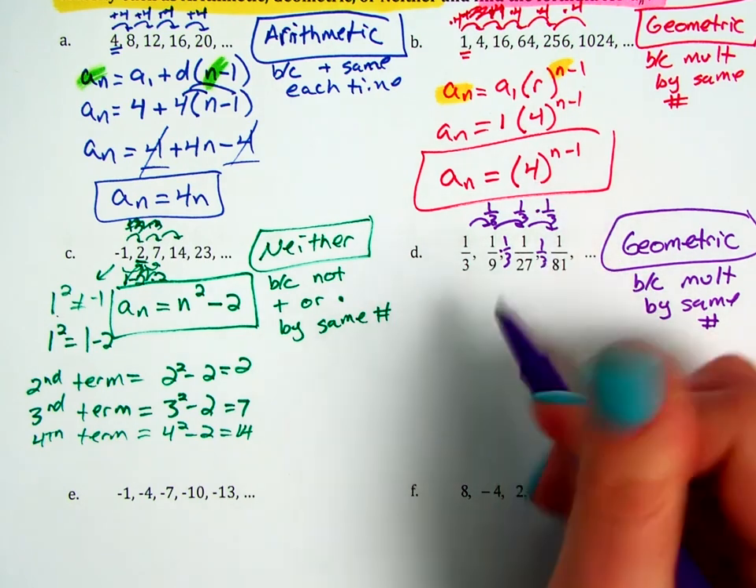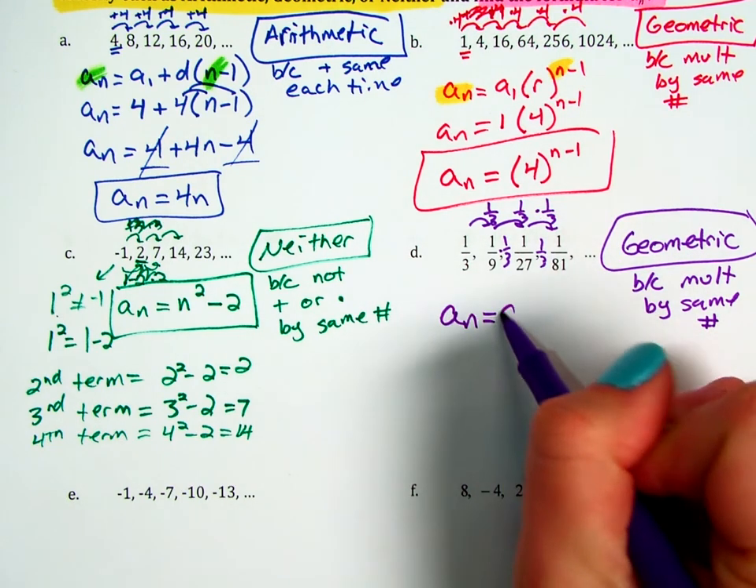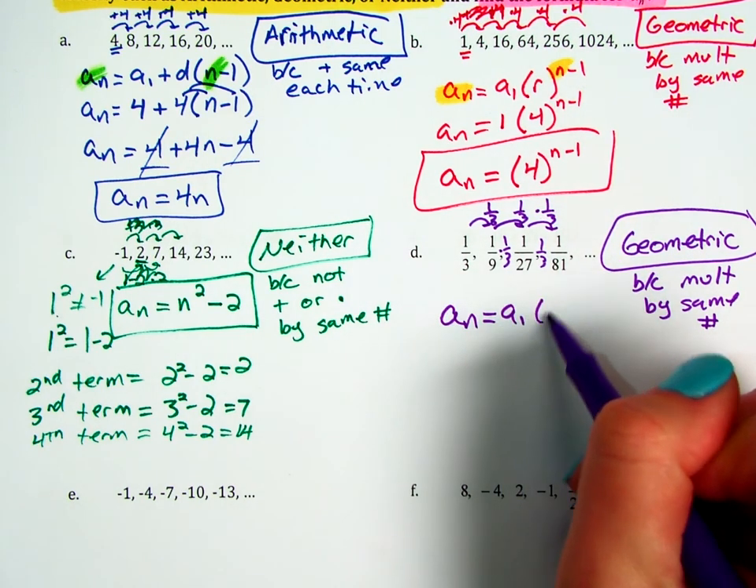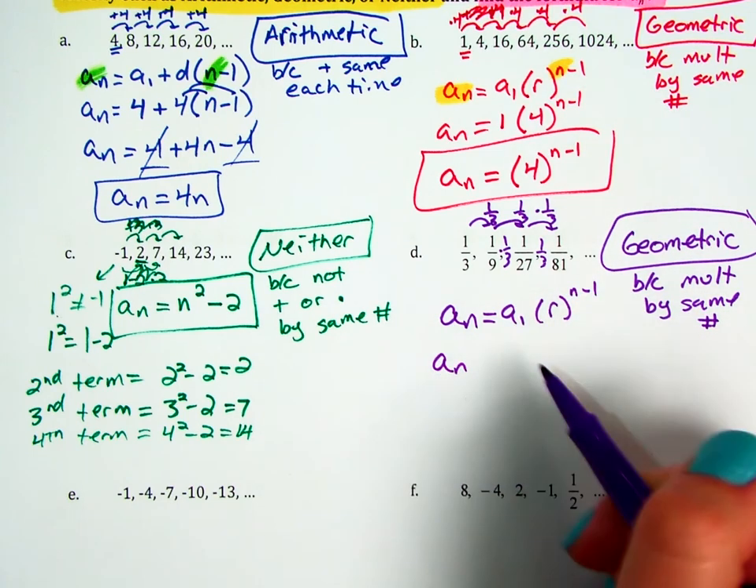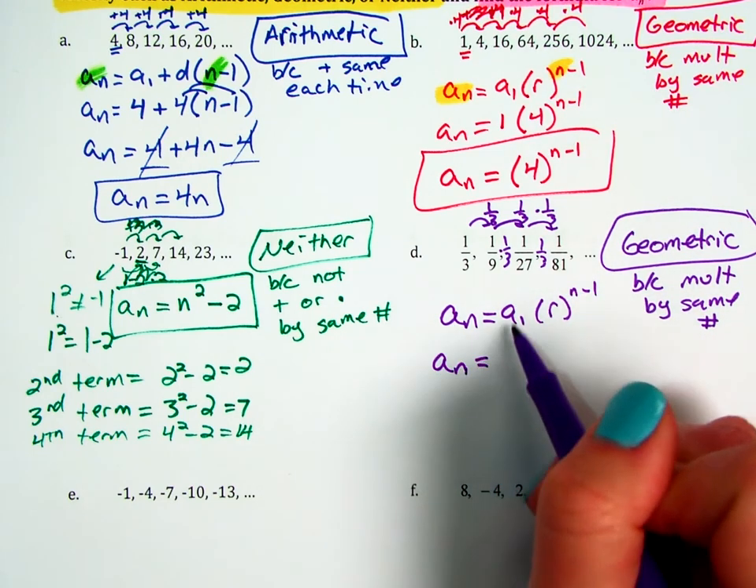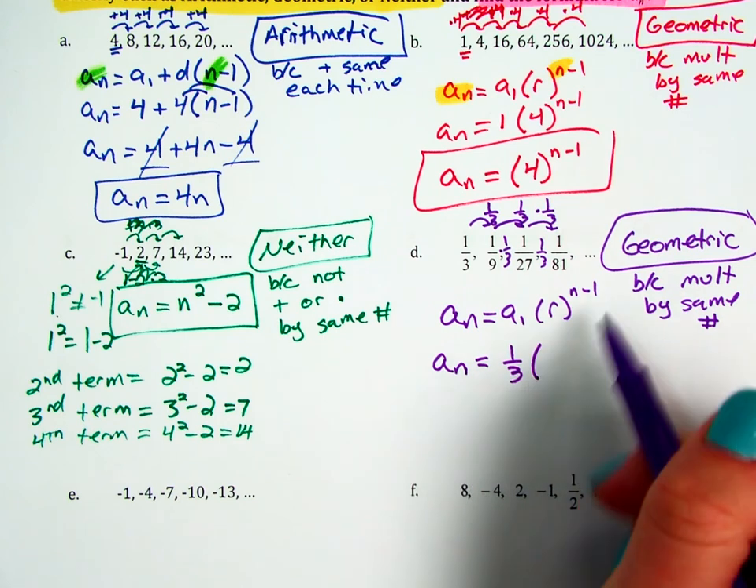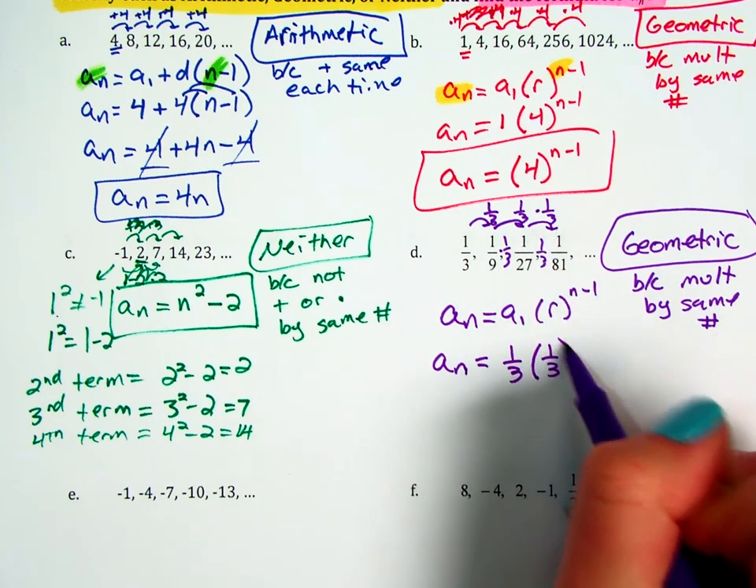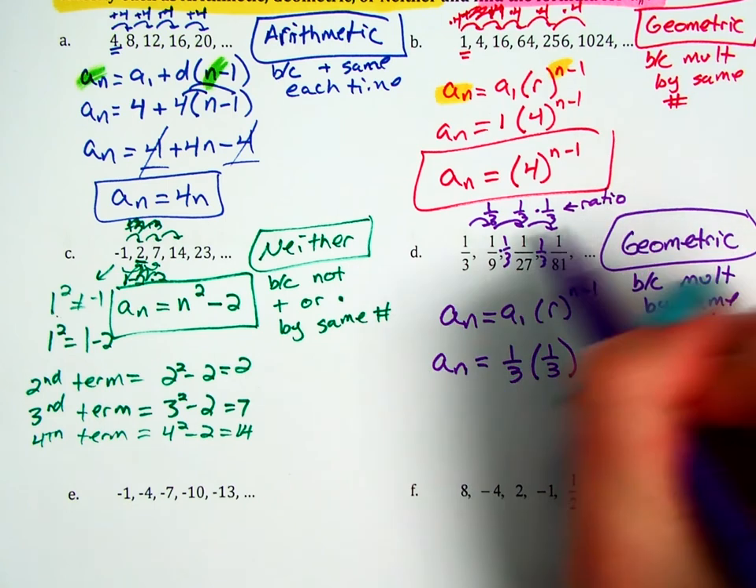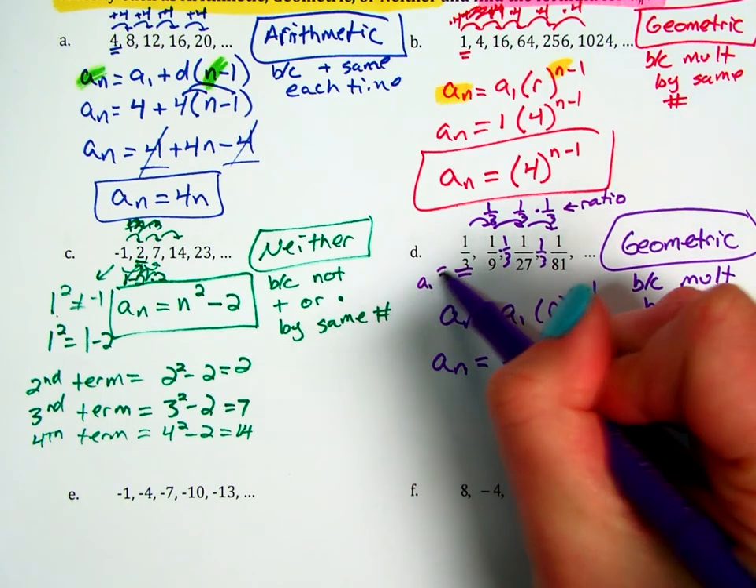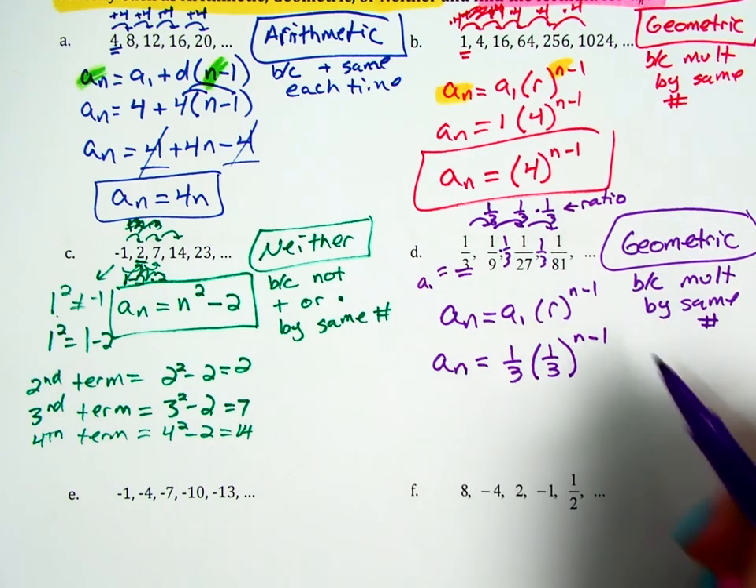Okay, which means we're doing a sub n equals a sub 1 r to the n minus 1. So again, we leave a sub n general. My first term is 1/3. My ratio is also 1/3 because this is my common ratio, right? And my first term to the n minus 1.